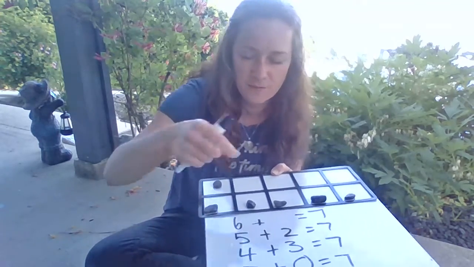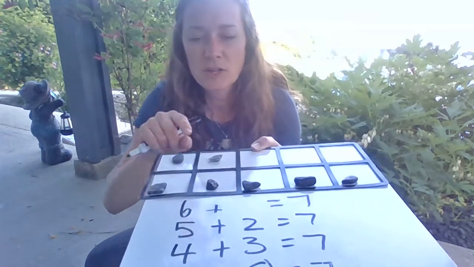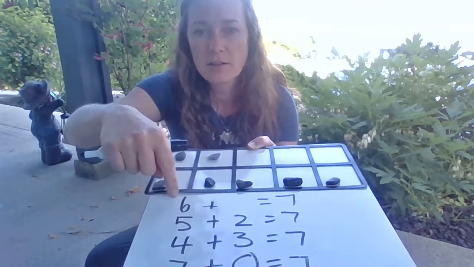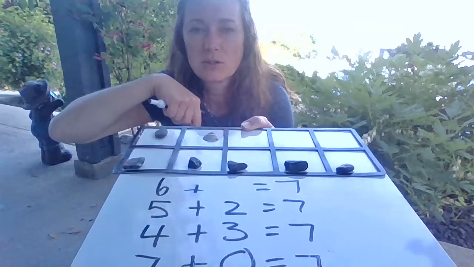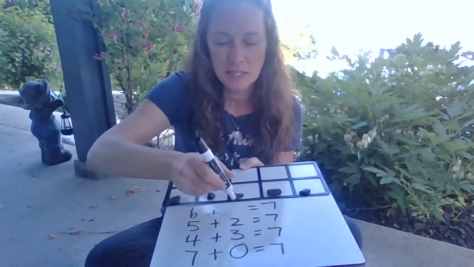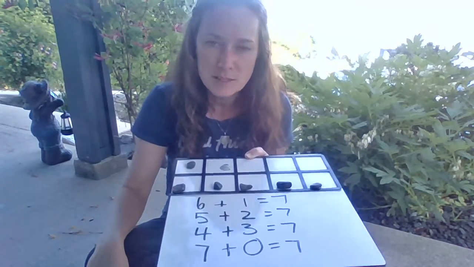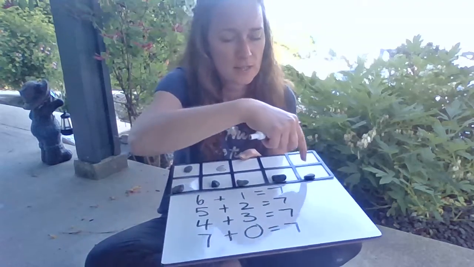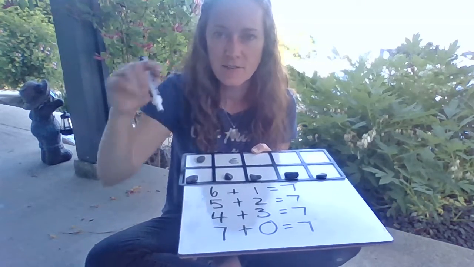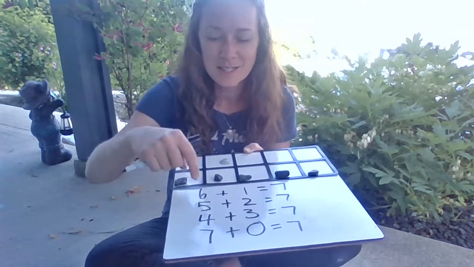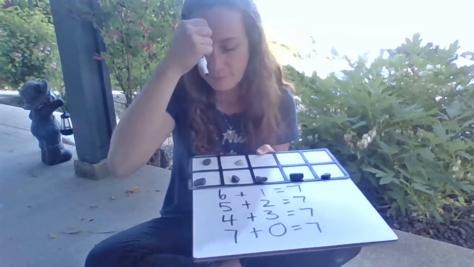Okay, put one in there. So there we go. Now I have 6 rocks and one little cute adorable shell. So 6 plus 1 equals 7. Are we sure? Let's count. 1, 2, 3, 4, 5, 6, 7. Yes! 6 plus 1 is 7.